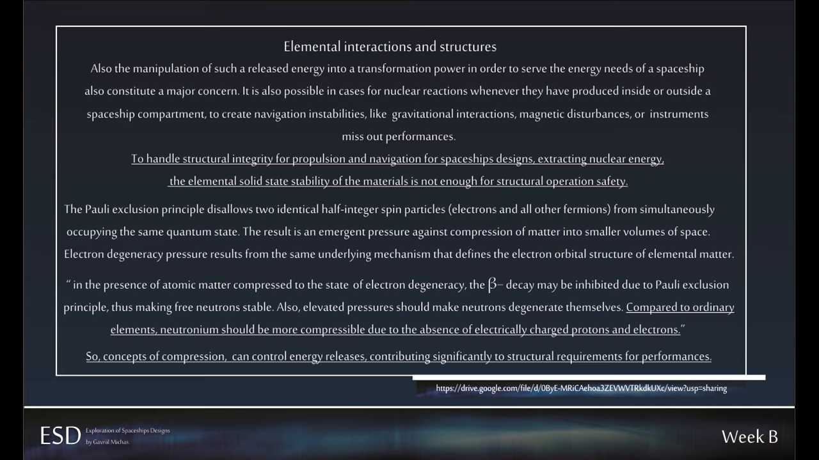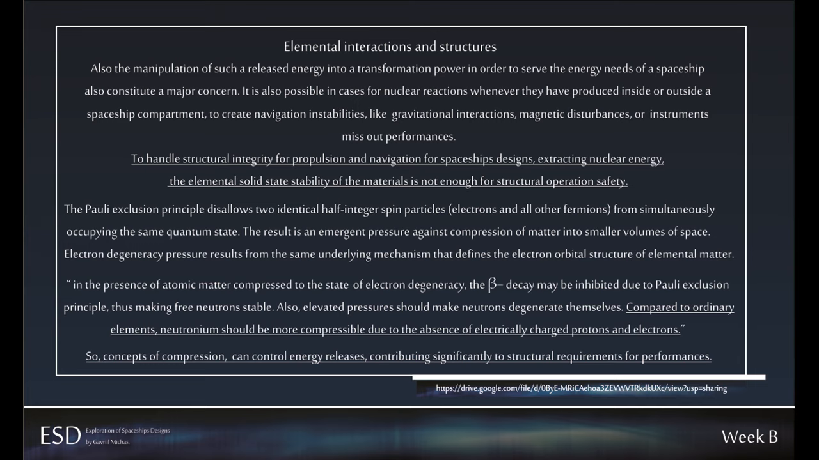To handle structural integrity for propulsion and navigation for spaceship designs extracting nuclear energy, the elemental solid-state stability of the materials is not enough for structural operation safety. The Pauli exclusion principle disallows two identical half-integer spin particles, electrons and all other fermions, from simultaneously occupying the same quantum state. The result is an emergent pressure against compression of matter into smaller volumes of space.